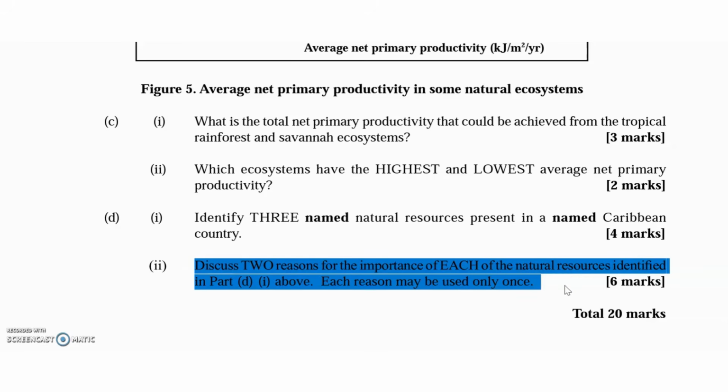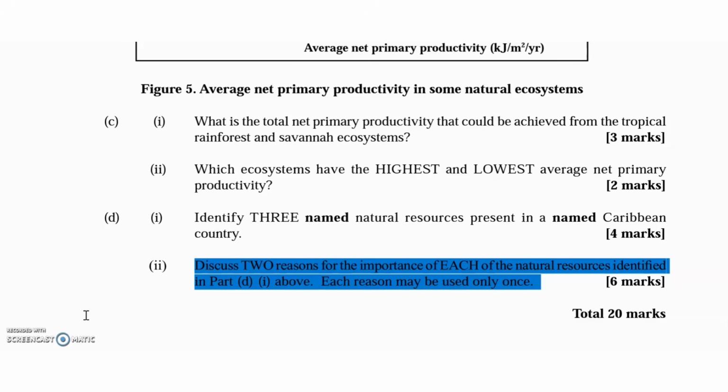Now, part two, discuss two reasons for the importance of each of the natural resources identified in D part one above. Each reason may be used only once. So they say each, two reasons for the importance of each of the resources. Let us start with forests. The first reason for their importance is that they can be used to derive building materials, specifically lumber, and this significantly contributes to the logging industry. That is one.